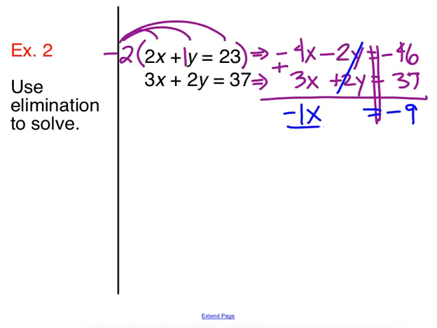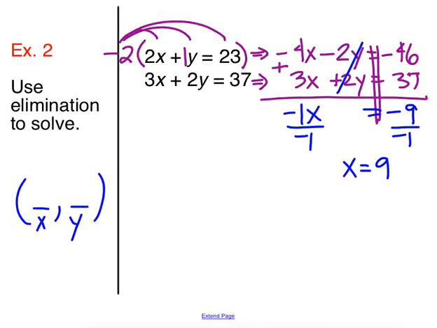Then to get x by itself, I'll divide by -1. So x is equal to 9. So I'll make my ordered pair off to the side, substitute or plug in 9 for x, and then I just need to pick either equation again just to solve for my y. Honestly, it doesn't matter. I'm probably going to pull this top equation again and then substitute 9 in for x. So it's going to be 2 times 9 plus y equals 23.